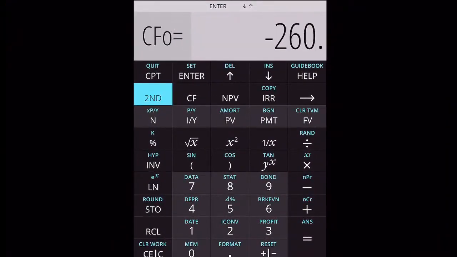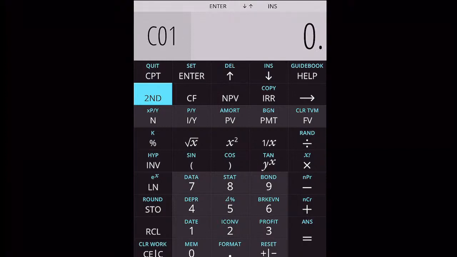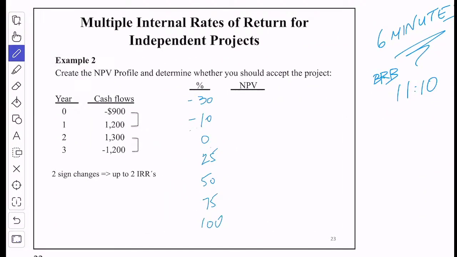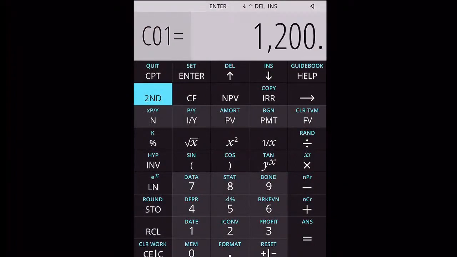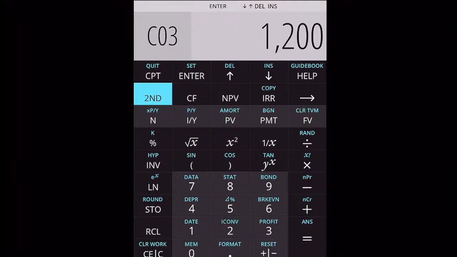So go to CF, second clear work, and start entering 900, negative, enter down, 1200, enter down. Let me double check, I'm sorry, I'm rushing. Yes, it's -900, 1200, 1300, and -1200. As I was saying, that's the first cash flow a year from now after the initial investment of 900. There's only one of them. And then 1300, enter down, down. And finally 1200, negative, enter down, down.